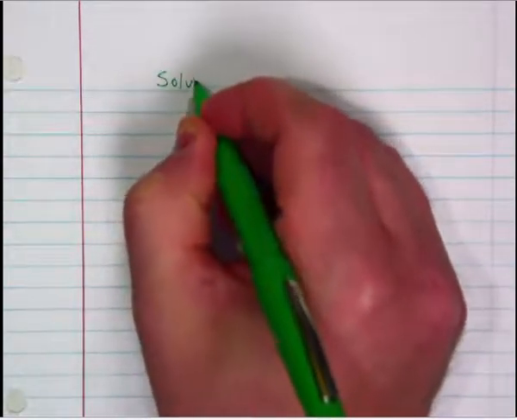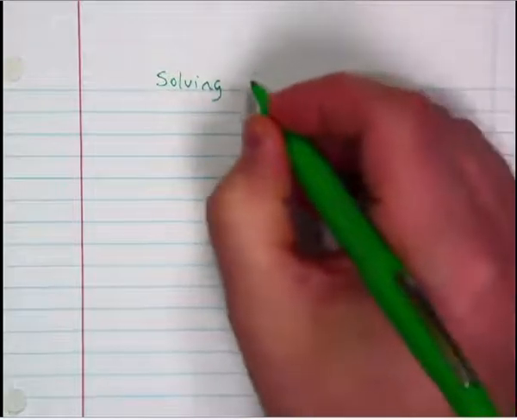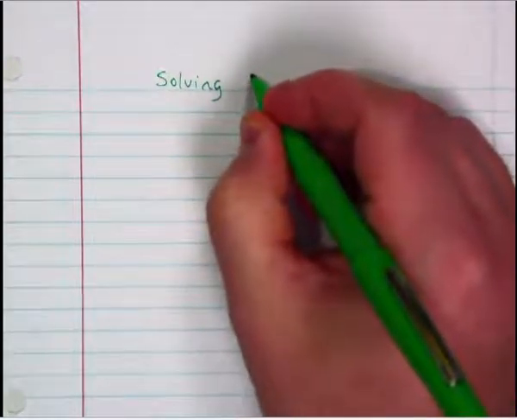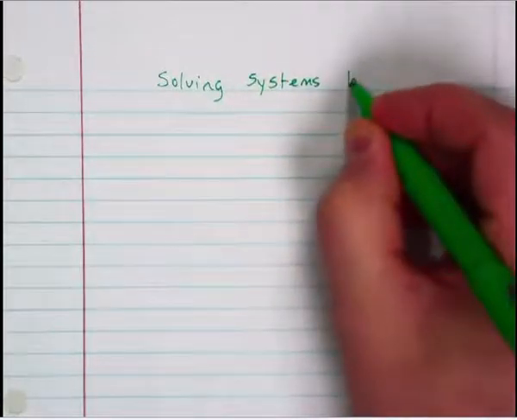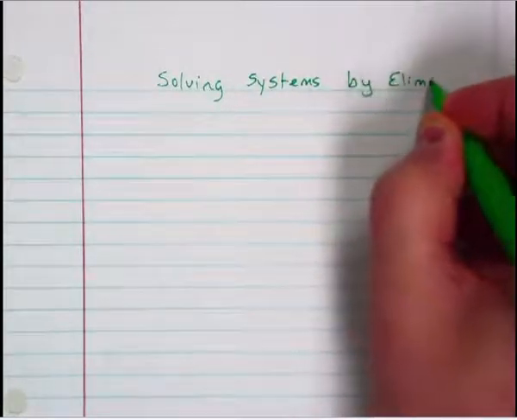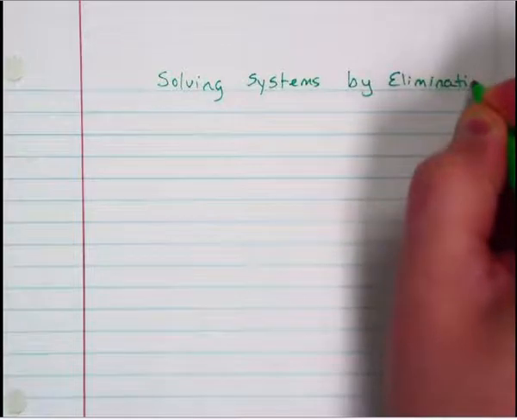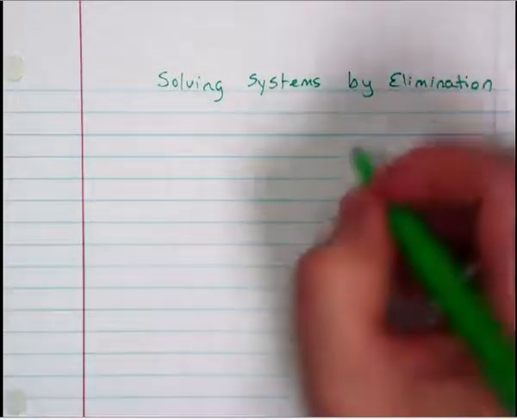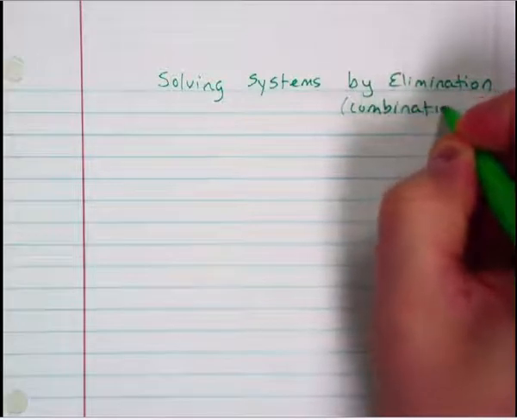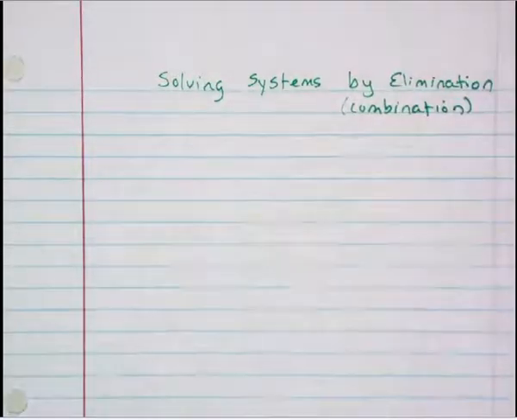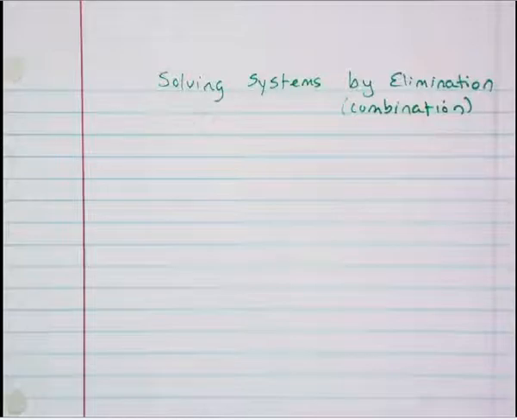Hi. Today we're going to talk about systems of equations still, but now we're going to talk about solving them using something called the elimination or combination method. So we're going to do solving systems by elimination, otherwise known as combination. As we go through this, please consider what the words elimination and combination mean.